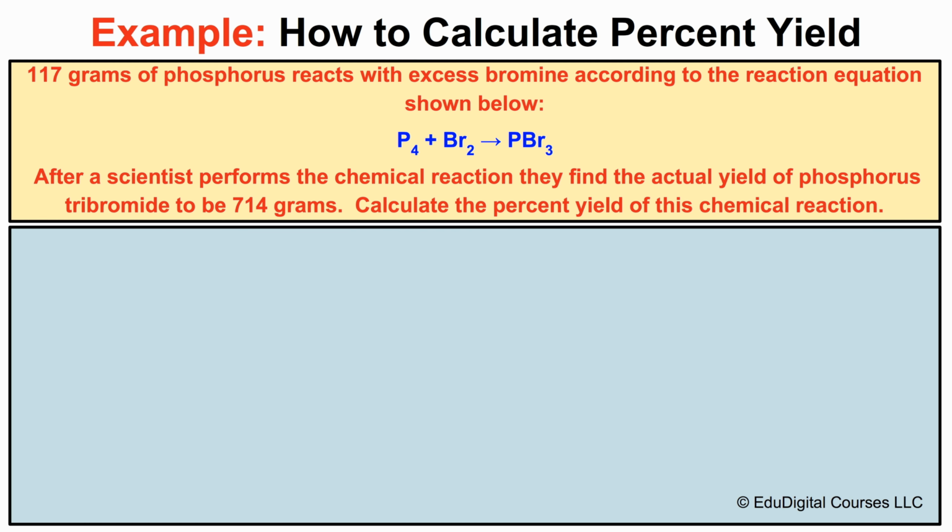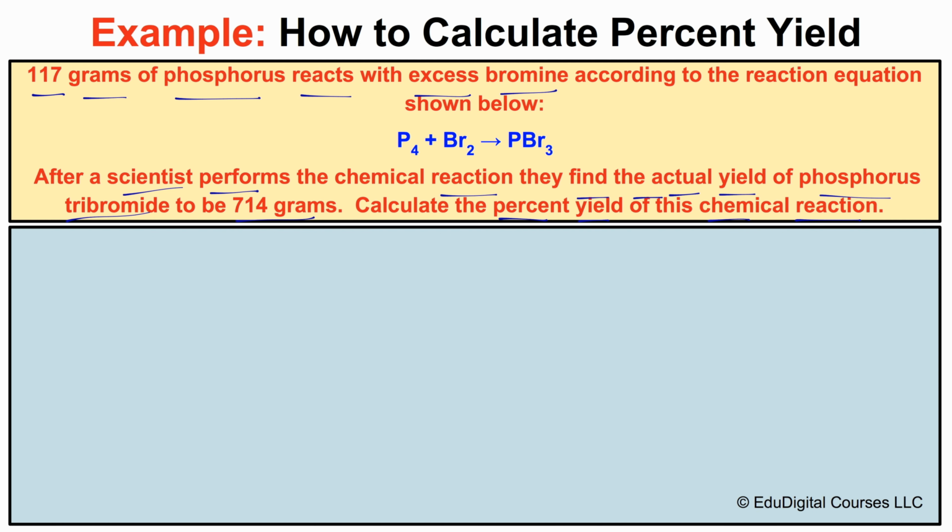In this example problem, it says that we have 117 grams of phosphorus reacting with excess bromine according to the reaction equation shown below. After a scientist performs the chemical reaction, they find the actual yield of phosphorus tribromide to be 714 grams. Calculate the percent yield of this chemical reaction.